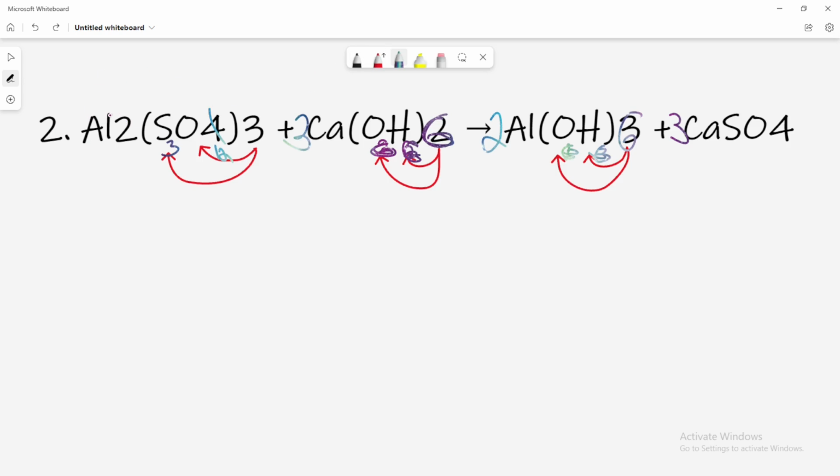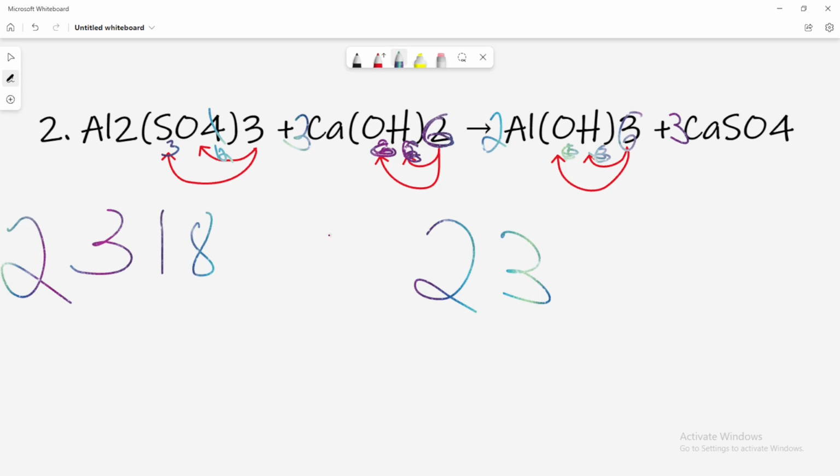So Al2 to Al, that's balanced. Good, good. Next, now we have S3. S3 to S3 right here, that's balanced. O12 plus O6 equates to 18 oxygen. Now O6 to O12 is the same, 18. So that's balanced. Oxygen is balanced.